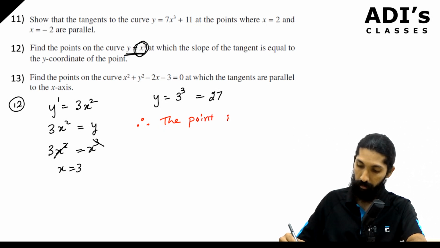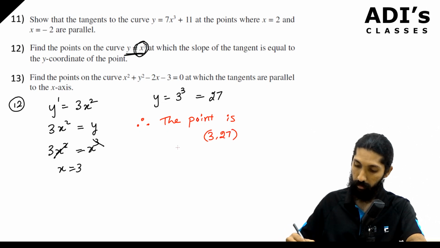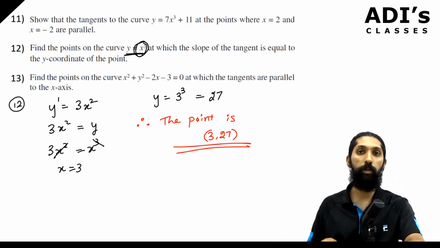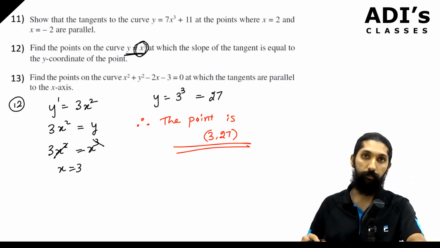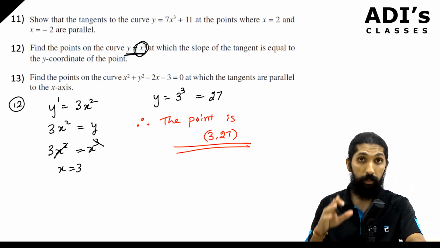The point is (3, 27). This is going to be the final answer. So this is the answer for the 12th one. Alright, now let's do the 13th question.